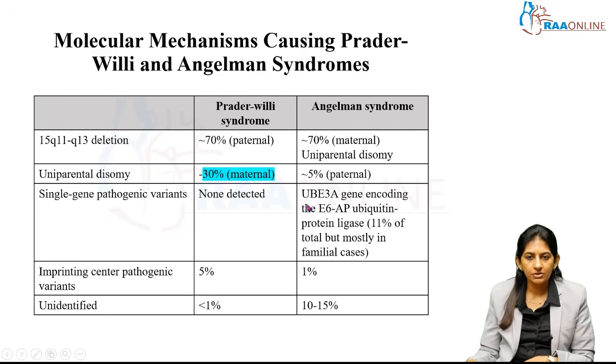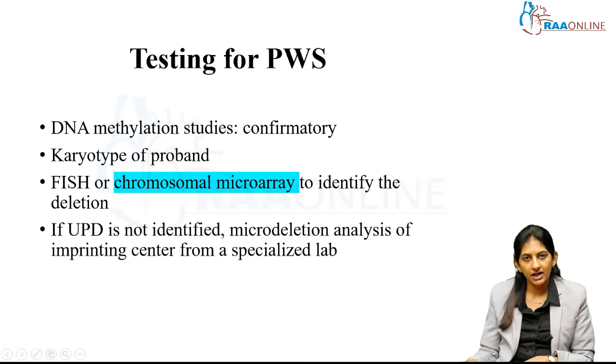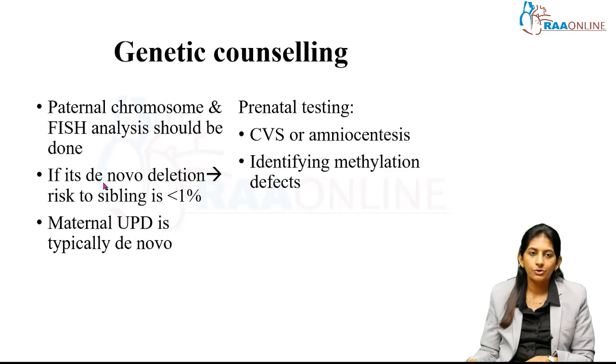And Angelman syndrome, I told you 5% is due to paternal UPD, 70% is due to the 15q11 gene deletion. The gene which is responsible is the UBE3A gene. So how do you test for Prader Willi syndrome? You have to have the methylation study. FISH sometimes will not show these methylation changes. So methylation specific FISH or a chromosomal microarray will be needed for Prader Willi syndrome. And genetic counseling for these patients: what is important here is that this is mostly a de novo deletion. So the risk to a sibling is going to be less than 1% only.